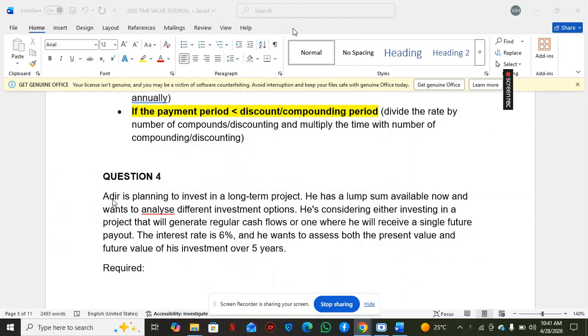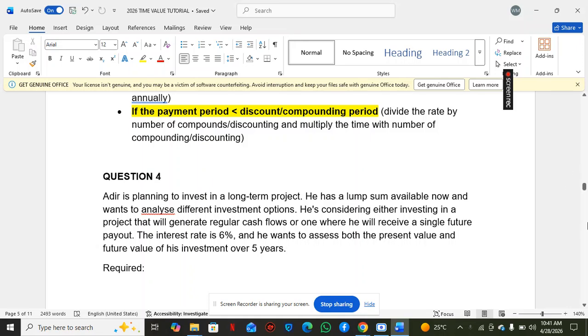Question 4 here. Ade is planning to invest in a long term project. There's a lump sum available now and he wants to analyze different investment options. He is considering either investing in a project that will generate regular cash flows or one where he will receive a single future payout. The interest rate is 6%, and he wants to assess both the present value and the future value of his investment over 5 years.